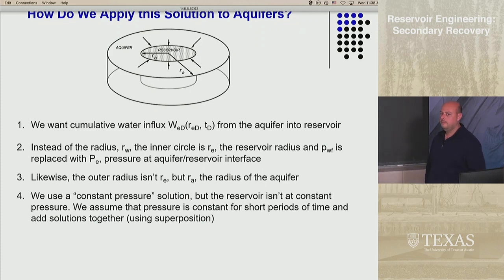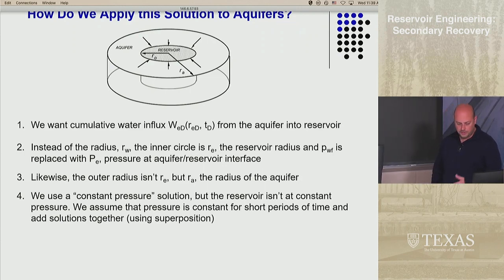But here's the most important point: that solution I showed you in its current form is not applicable for aquifers. And here's why. Because the pressure of the reservoir is not really constant. The solution was based on a constant pressure in the reservoir. But the pressure in the reservoir is going to decrease with time. As you're producing fluids from the wellbore, the reservoir pressure will drop, and that will affect the solution from the aquifer into the reservoir.